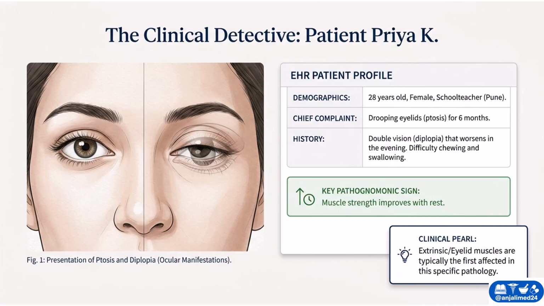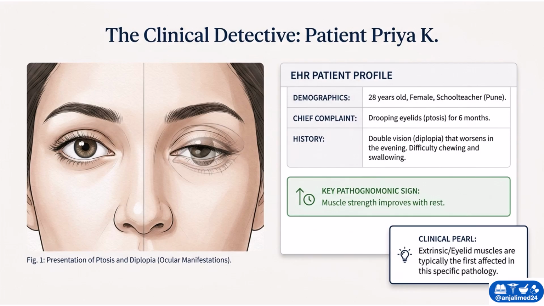Let's begin with a clinical case. Meet patient Priya K, a 28-year-old school teacher from Pune. She presents with drooping eyelids that have been progressively worsening over the past 6 months. She also reports double vision, especially in the evening, along with difficulty chewing and swallowing. Now notice the most important clinical clue. Her muscle strength improves at rest.